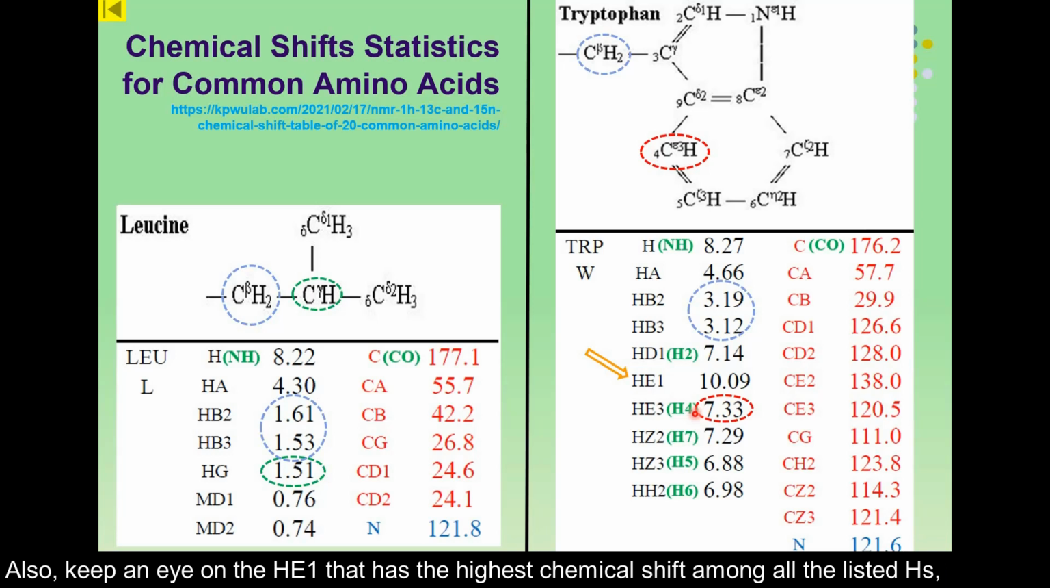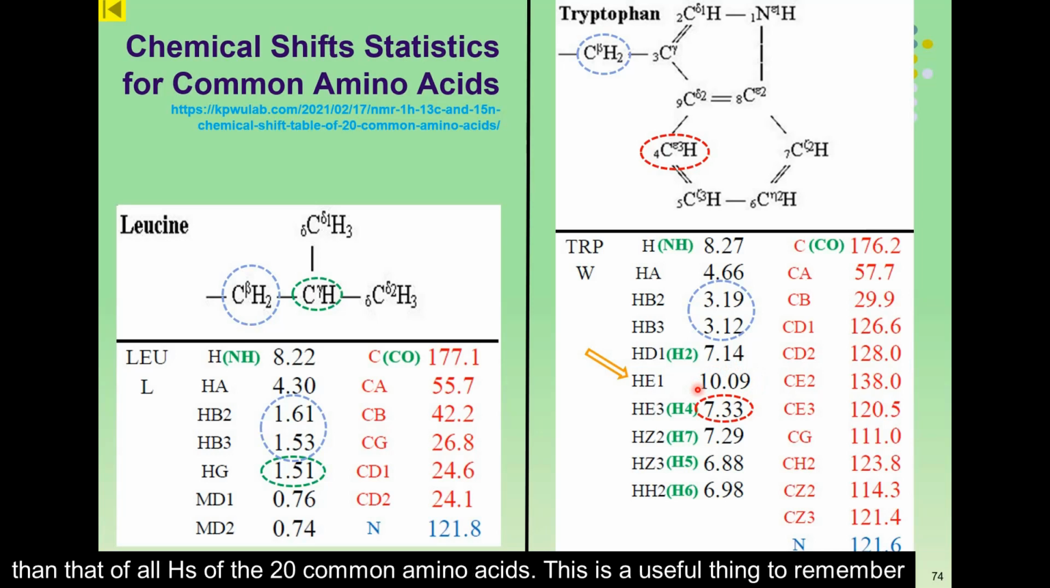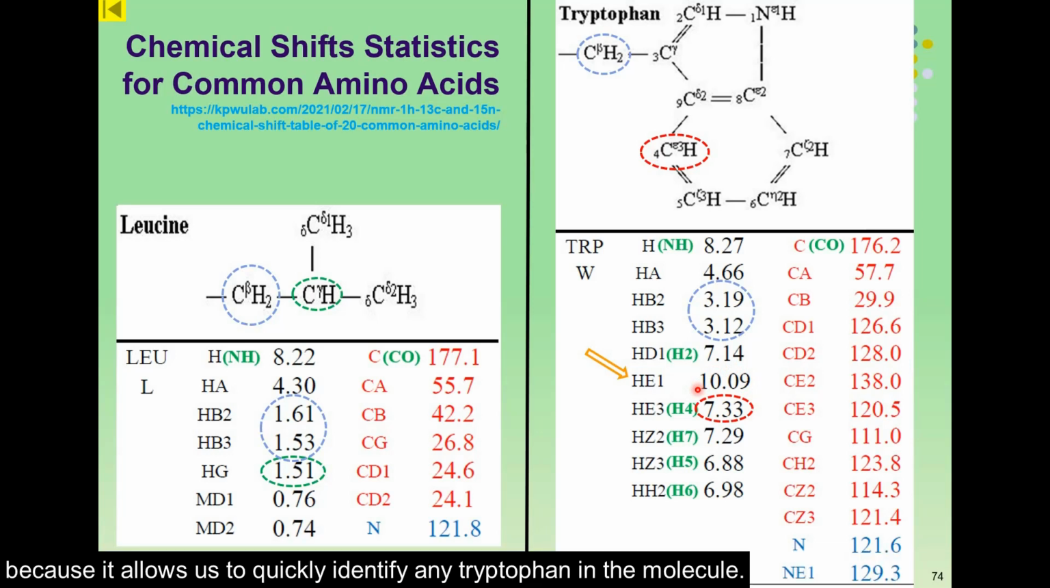Also, keep an eye on the HE1 that has the highest chemical shift among all the listed H's. And it is in fact also a chemical shift that is significantly higher than that of all H's of the 20 common amino acids. This is a useful thing to remember because it allows us to quickly identify any tryptophan in the molecule.